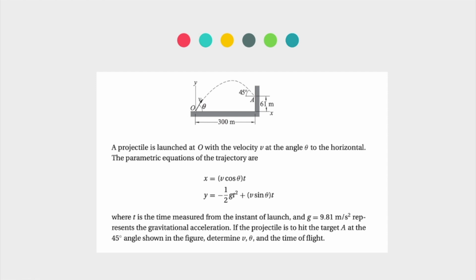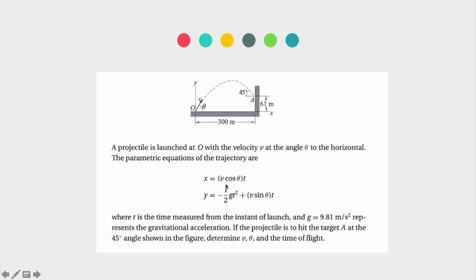We also have important data, as we can see in the picture. We know the height and the horizontal position of the projectile at a certain moment. At a certain time t, the projectile is going to be here at x equals 300 meters and y equals 61 meters. Also, we know that the angle at that moment is 45 degrees. However, we only have two equations and three variables, v, theta, and t. We need another equation for us to solve this problem properly.